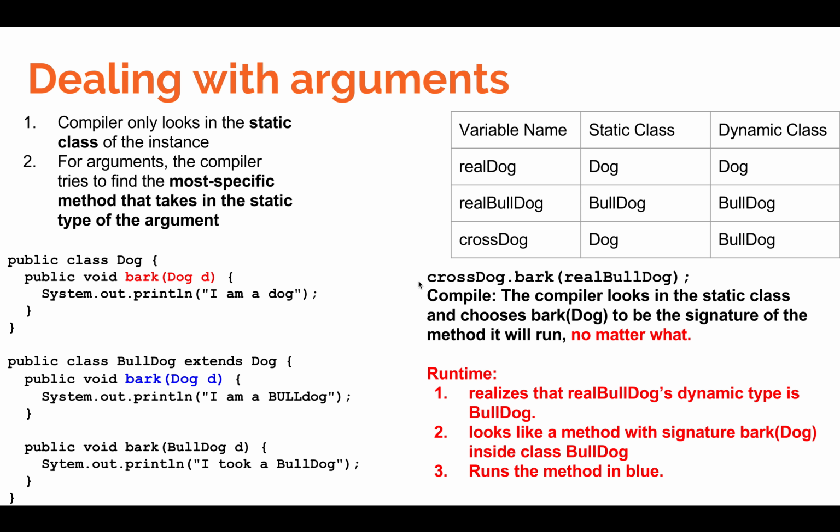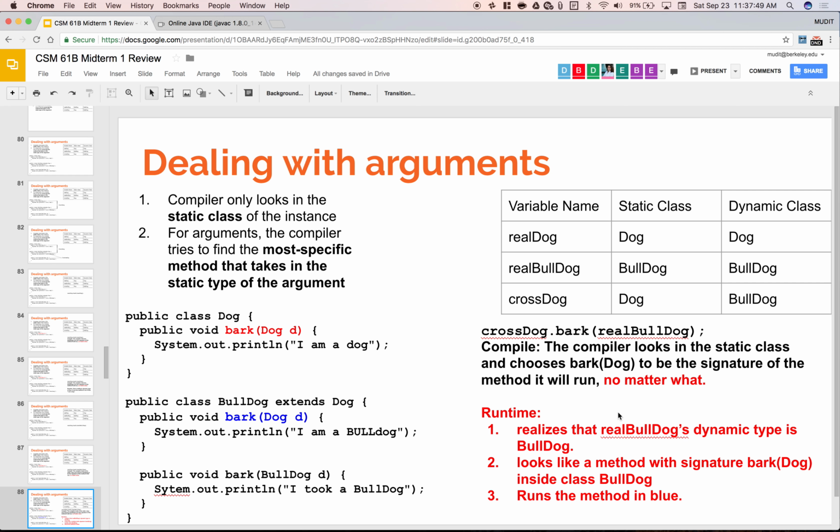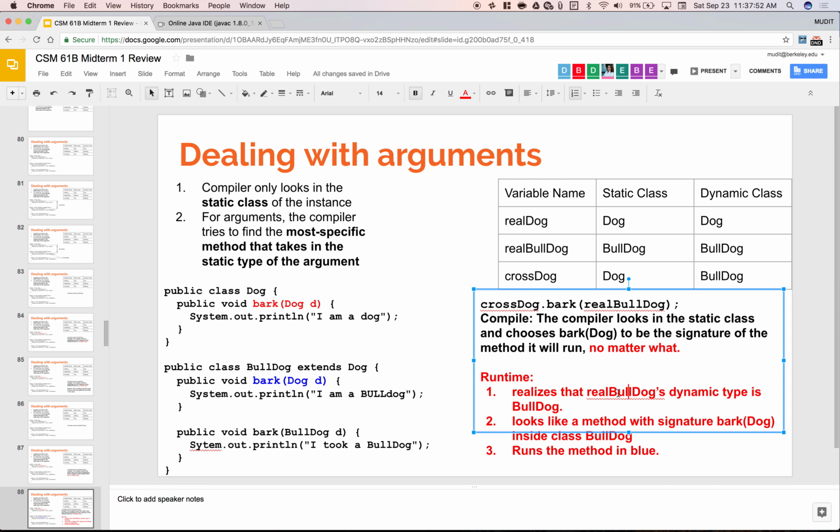Except the compiler also selects the signature for us. So now the compiler has made up its mind that it will run a method that looks like bark dog. Let me finish the story and then I'll take questions. It compiles, that's done, and the red method signature is selected for us forever. Now at runtime, we will look at this. This should also be crossdog. That's why maybe there's some confusion, because I changed this midway.